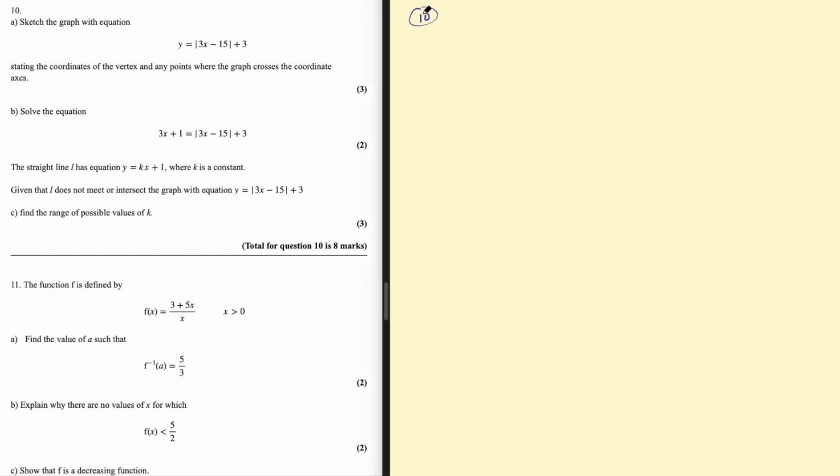Okay, 10 part A. Draw your set of axes. And because it's an absolute value graph, we don't need any negative y values. So the first thing we can recognize is that the minimum value of this graph will be y equals 3, right? Because this can't be anything less than 0. So the minimum will be at y equals 3.